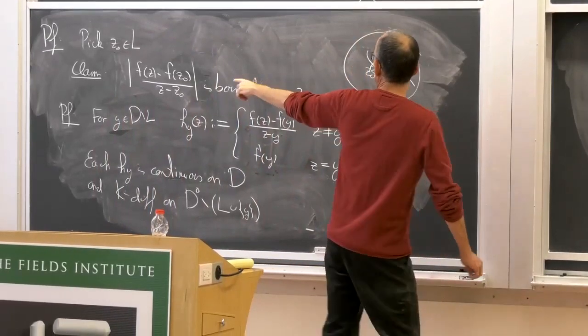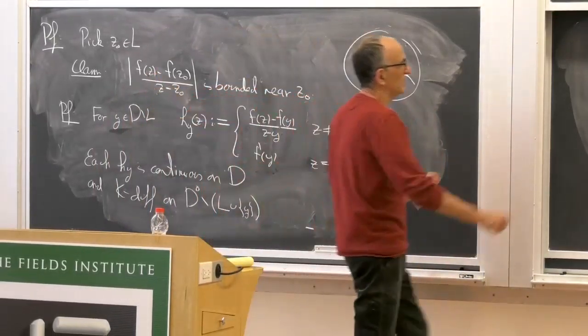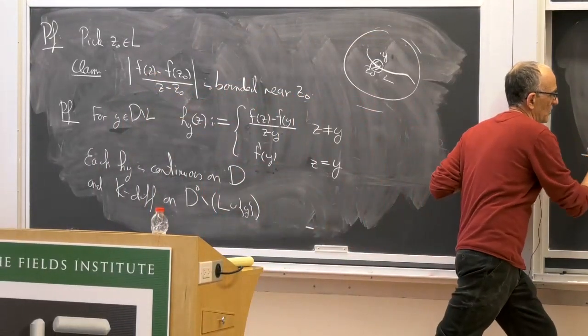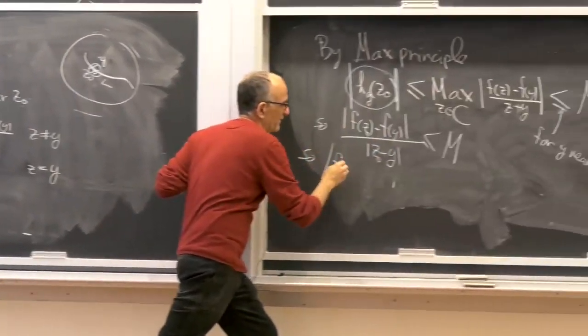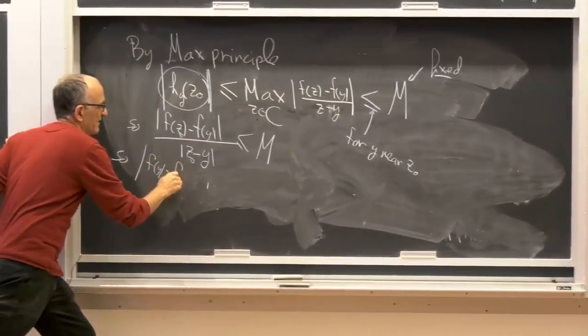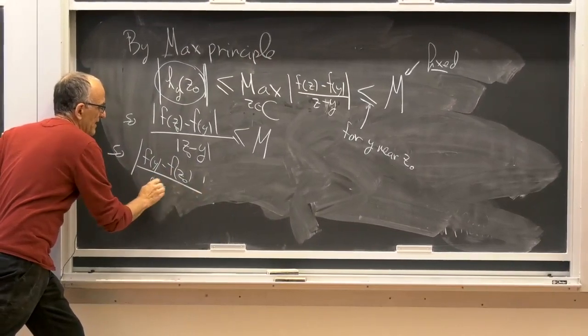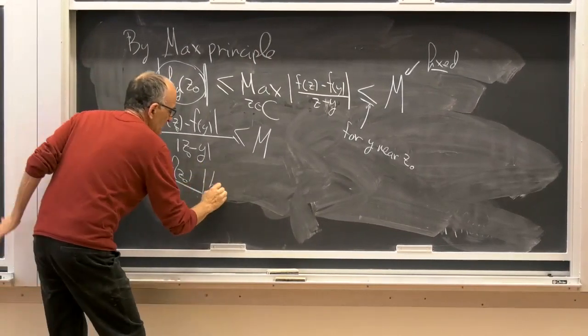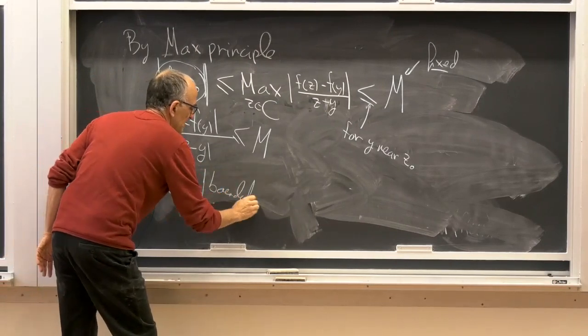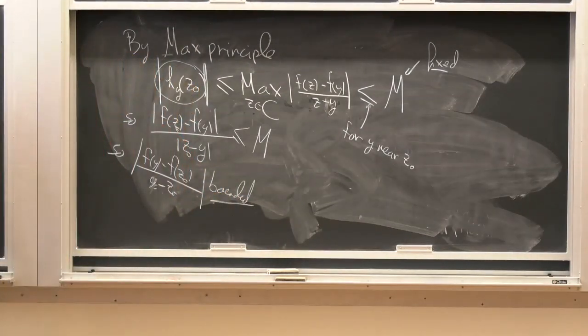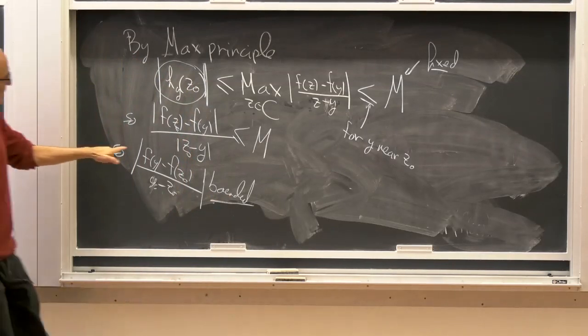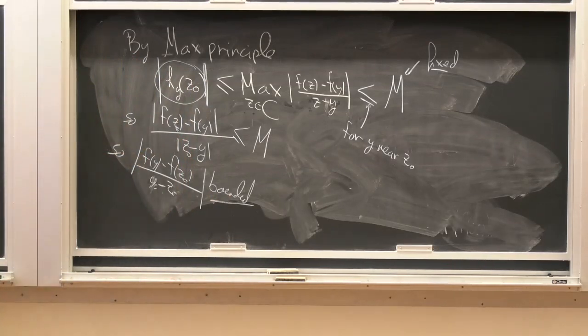Yes, this is fine. I just replaced y and z, doesn't matter. So, right. f of z, minus f of z zero, divided by y minus z zero, is bounded. Notice it means that in all minimality, every path that we take when we approach from y to z zero, we will always get a limit here.